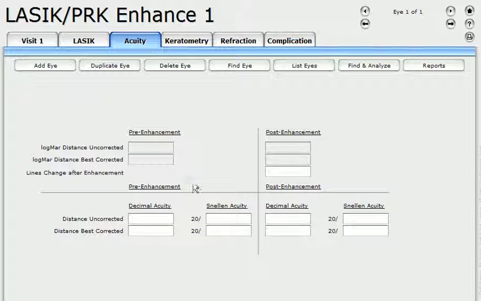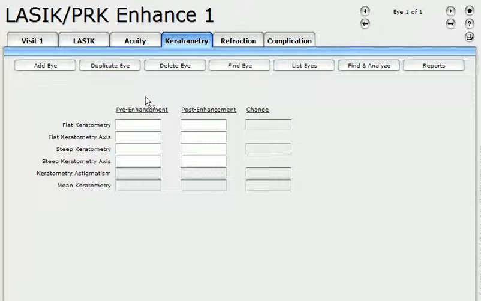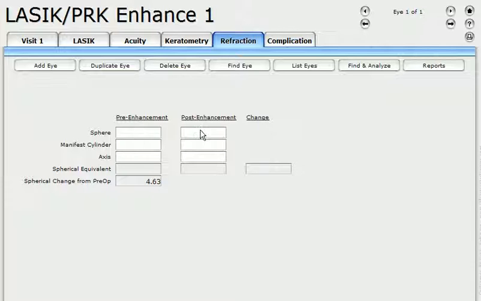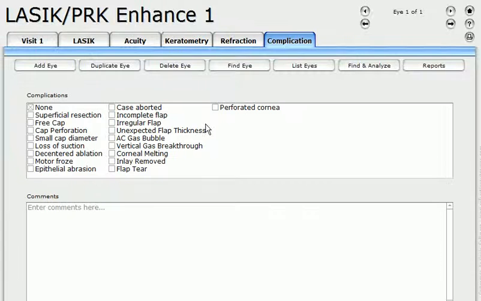Visual acuity data is entered either as Snellen or decimal and converted to logMAR before and after the enhancement. Keratometry data is entered before and after the enhancement, and refractive data is entered before and after the enhancement. Any complications with the enhancements are listed here.